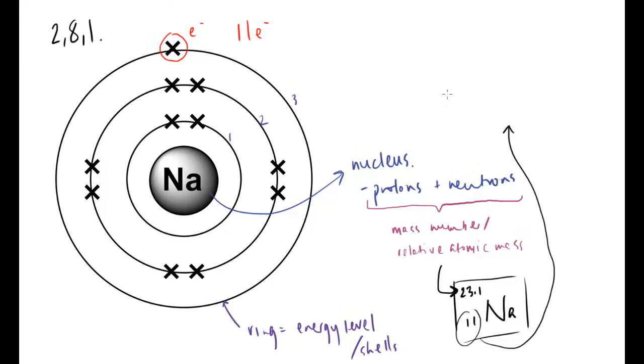Now, this bottom number is the atomic number, and in atoms, not ions, atoms, the atomic number is equal to the proton number, and that is equal to the electron number. And that's why I'm saying atoms here. If we're dealing with ions, we're changing the numbers. It doesn't work. The proton number and electron number is the atomic number.